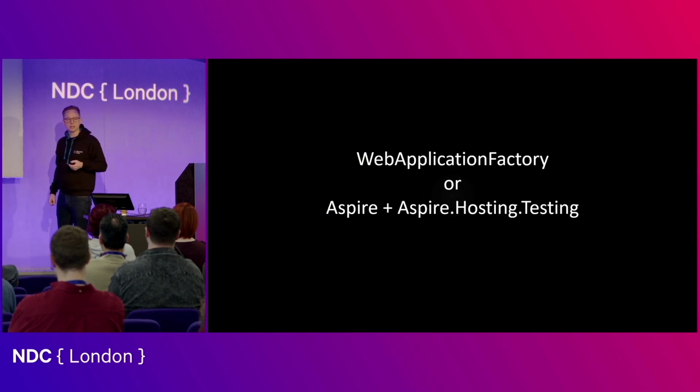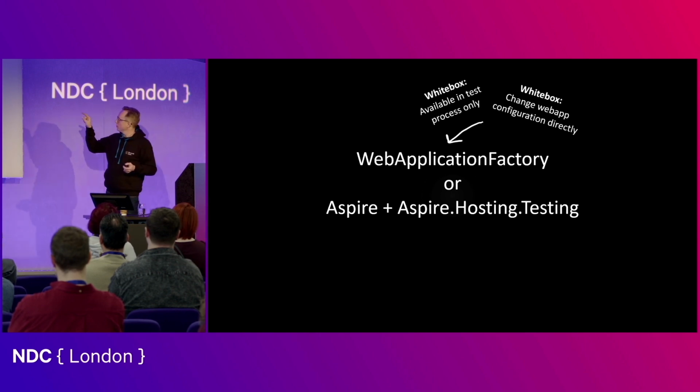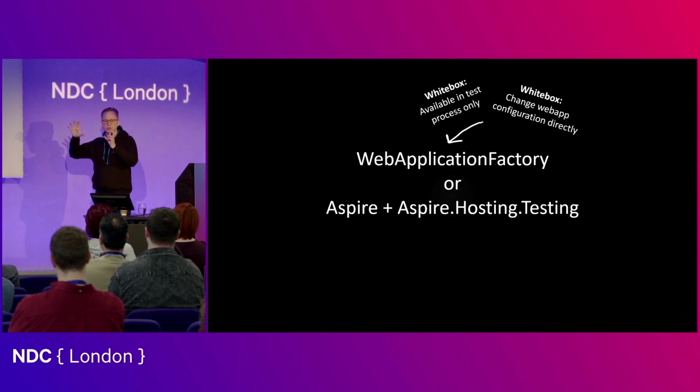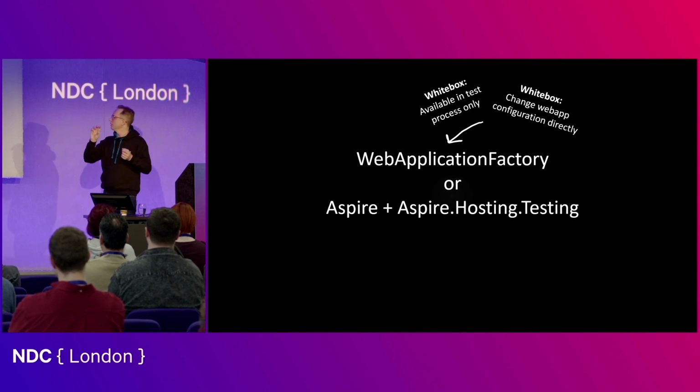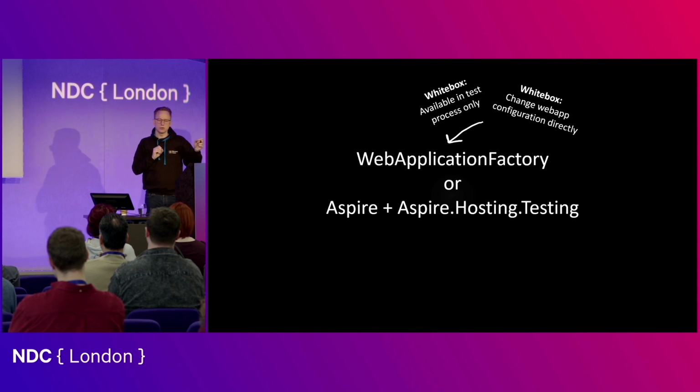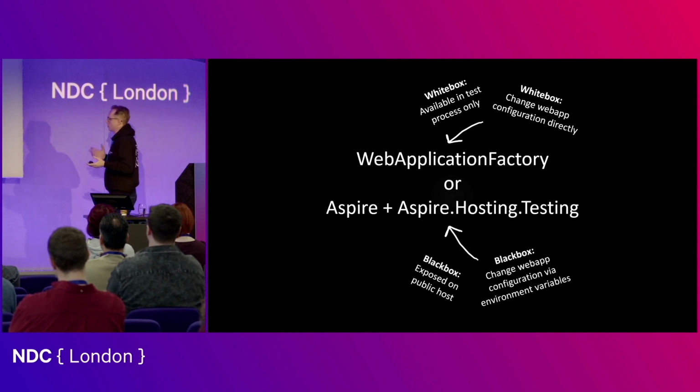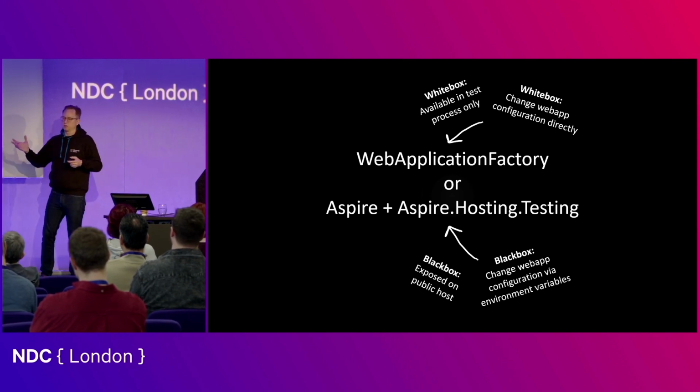We have the web application factory. How many of you have used that before? So you will know that web application factory is a white box testing approach. We typically use that for API testing. It allows you to spin up your application in the test itself, and you can also change configurations or customize the web app that you're testing directly. So you have deep hooks into it, and you don't have to have extra things in your web application to support testing.